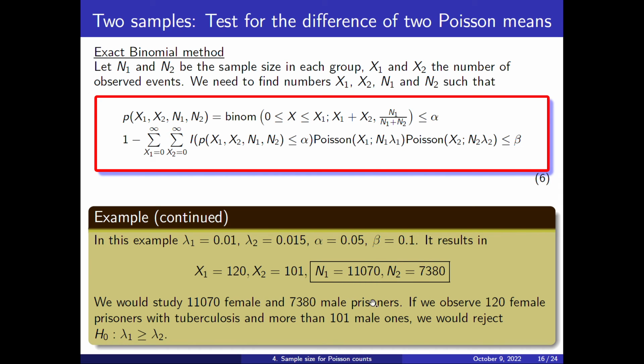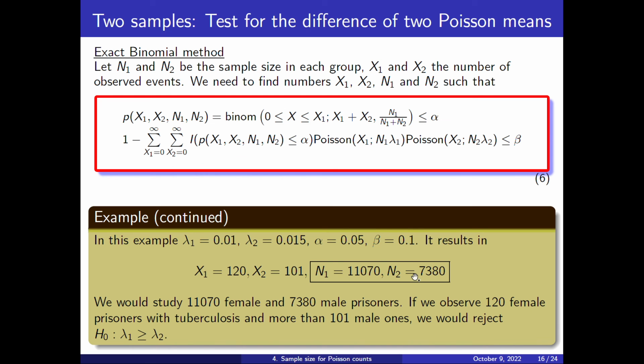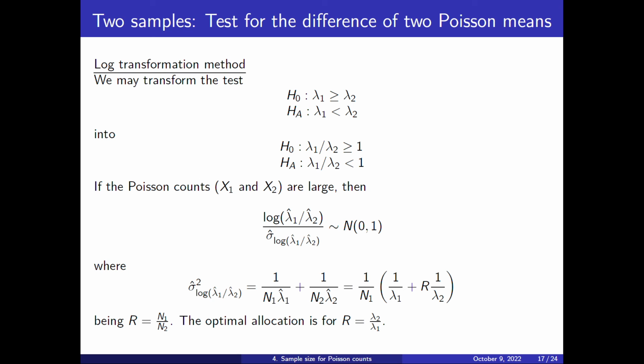So how to read these? We will study N1 female and N2 male prisoners. If we observe 120, this is x1, female prisoners with tuberculosis and more than 101 male ones, we would reject the hypothesis that lambda 1 is larger or equal to lambda 2. That is this one. Okay, and again we look for approximated methods, because otherwise the design becomes too complicated.